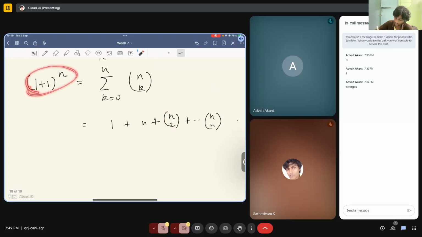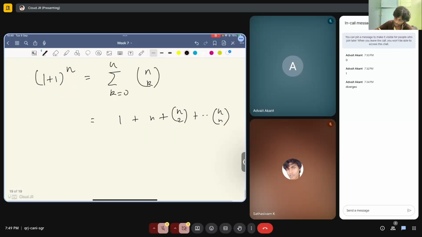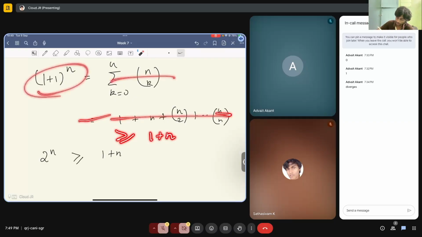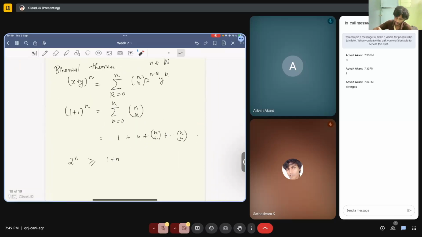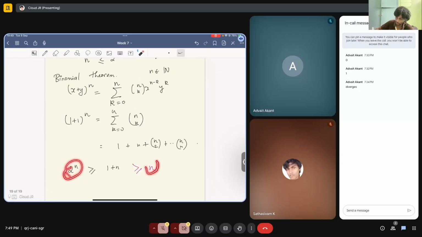So you have this and this. This clearly gives me an inequality: 2 power n is greater than or equal to 1 plus n. How I get the inequality is I just take this and trim this. If you look here, this is greater than or equal to 1 plus n. I just remove these terms and you will get it. So this is what I am getting here. And from here, once you get this inequality, it is child's play. So what you get is 2 power n is greater than or equal to n.